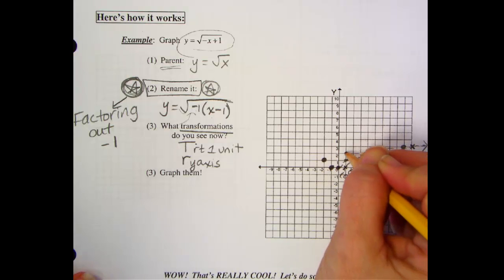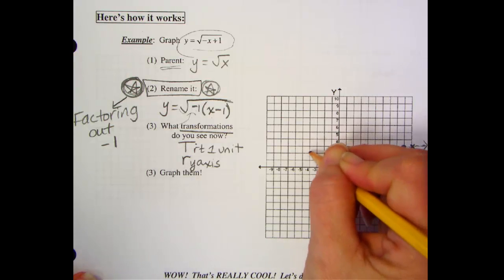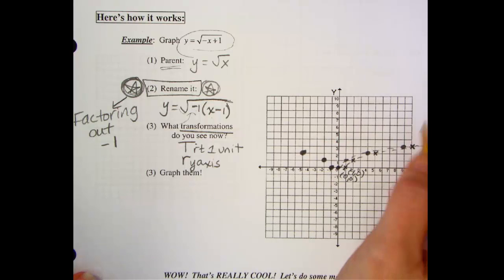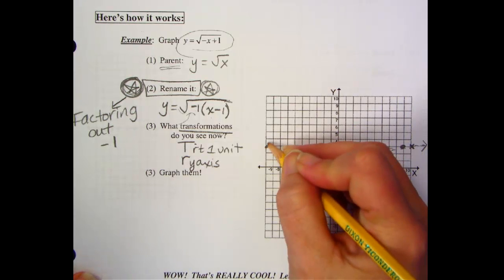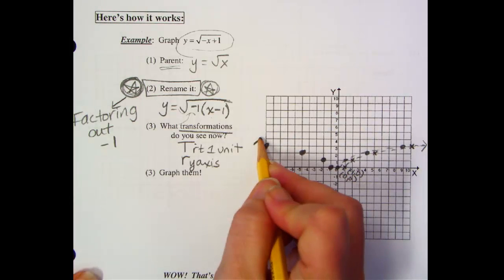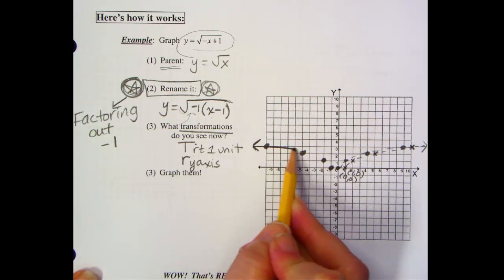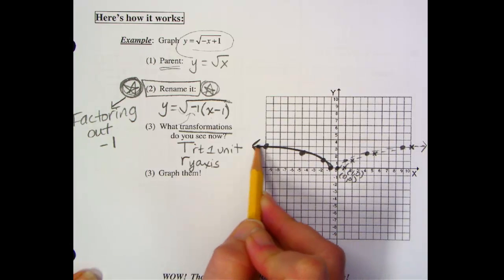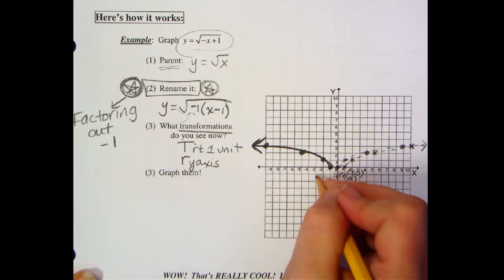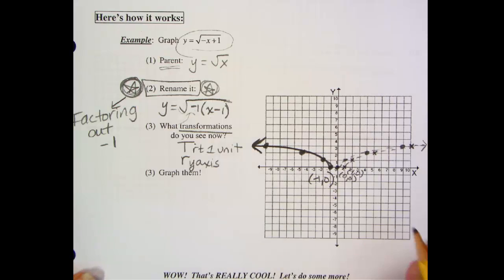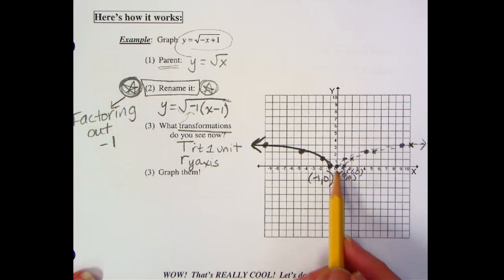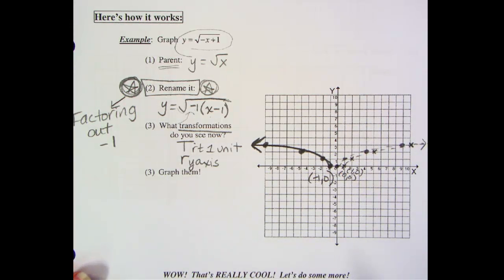1, 2, 3, 4, 5 away. And this point is 10 away. Move it 10 away. And here is my final graph. Its anchor point is negative 1, 0. And it's then that last child reflected over the y-axis. That's pretty cool. Let's do some more.